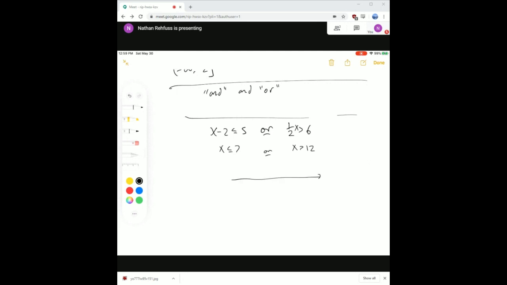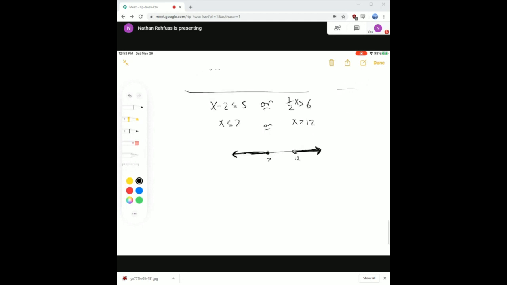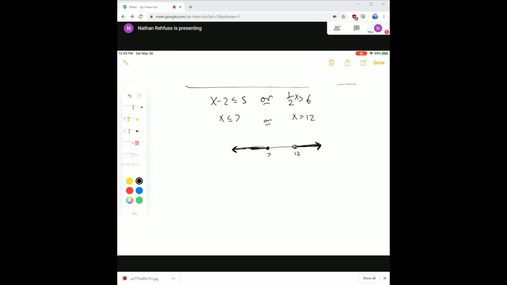So the way that looks on a number line is here's 7, here's 12. X can be no bigger than 7, or x can be strictly larger than 12. So both of these intervals are solutions. Now here's how we write a solution set with more than one interval in it. We're going to write each interval separately. So practice along with me. You might want to pause the video here and see if you can get them on your own. Otherwise, we always go from left to right. So we'll do negative infinity up to 7. And then we'll do 12 up to infinity.